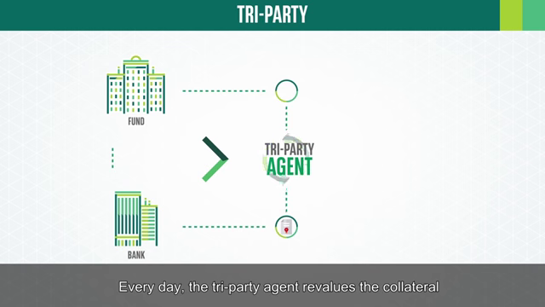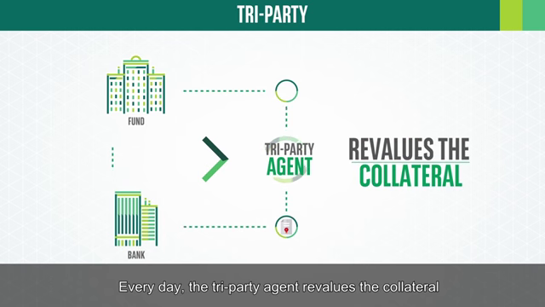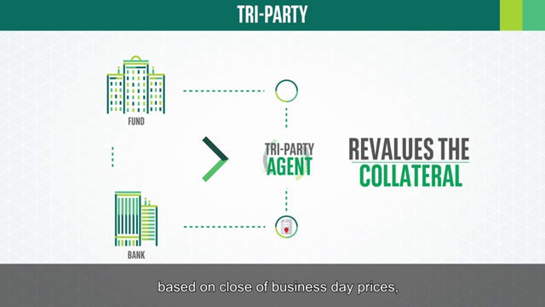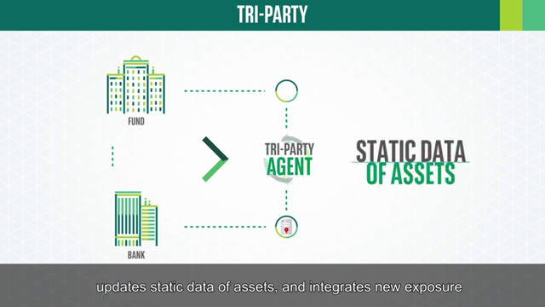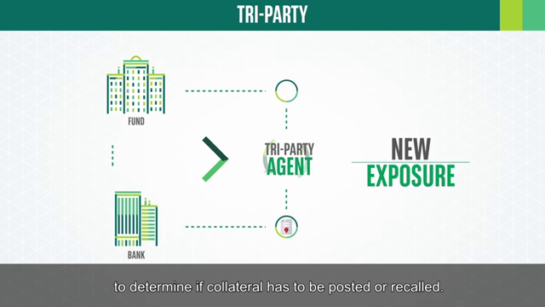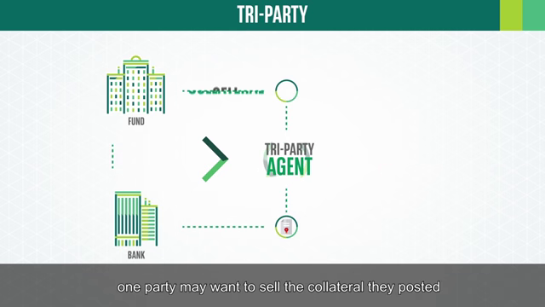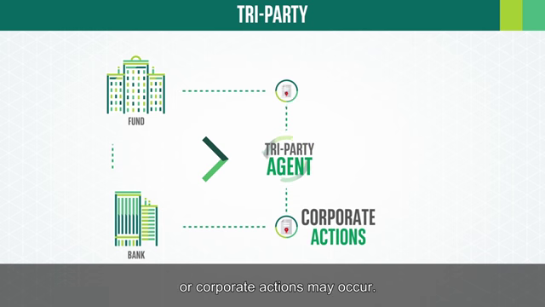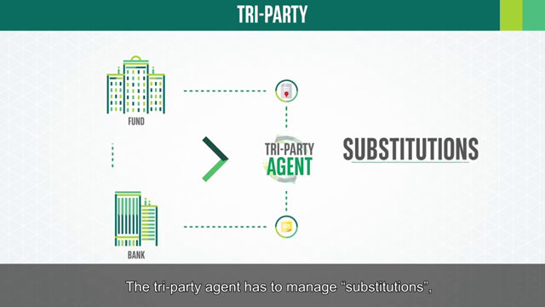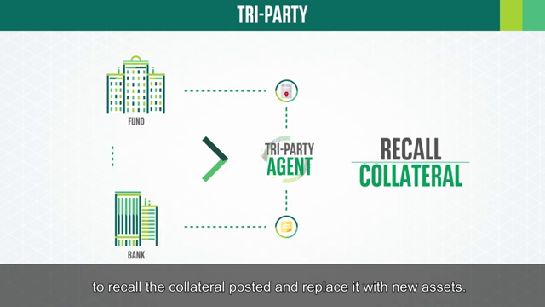Every day, the TriParty agent revalues the collateral based on close of business day prices, updates static data of assets, and integrates new exposure to determine if collateral has to be posted or recalled. During the life of the transaction, one party may want to sell the collateral they posted, or corporate actions may occur. The TriParty agent has to manage substitutions to recall the collateral posted and replace it with the new assets.